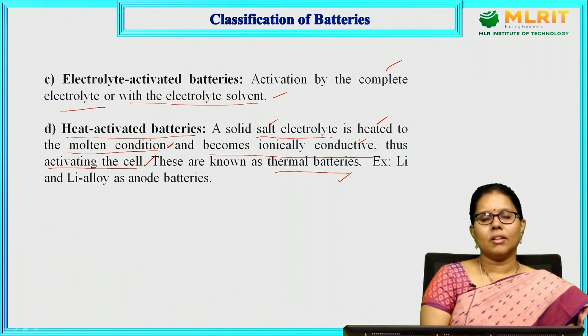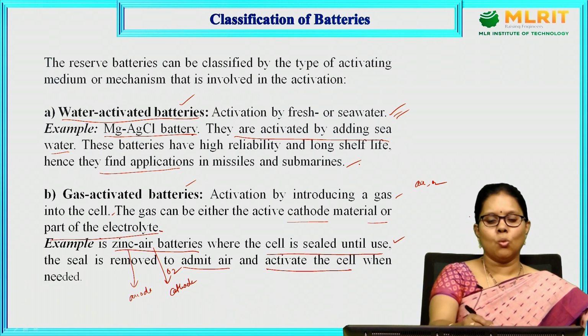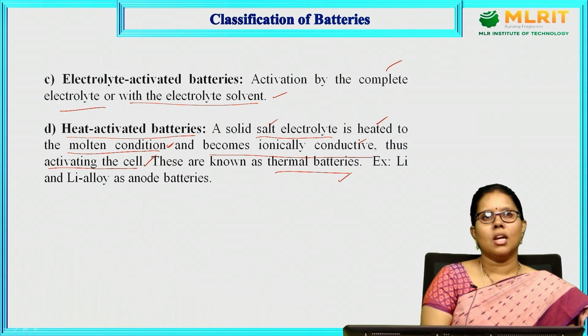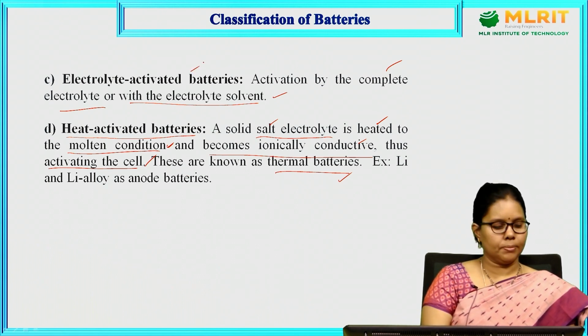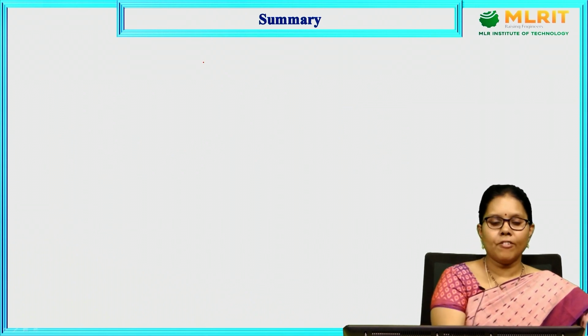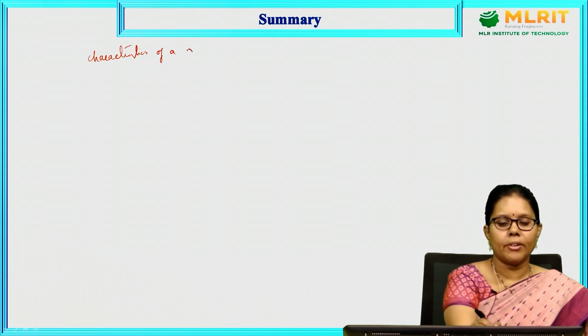With this, we have covered that reserve batteries are of four types: water activated batteries, gas activated batteries, electrolyte activated batteries, and heat activated batteries. In today's class, we have discussed the characteristics of a good battery.